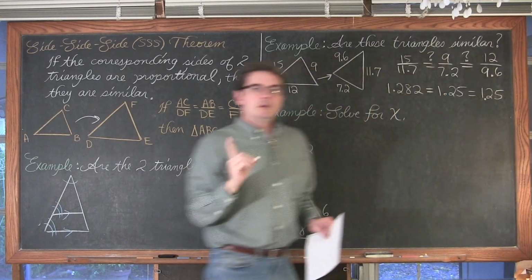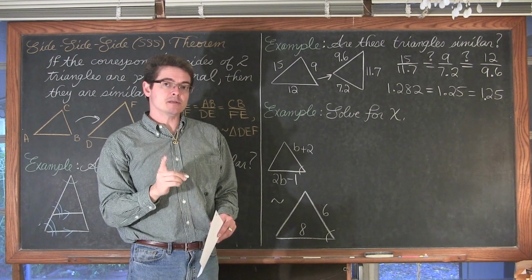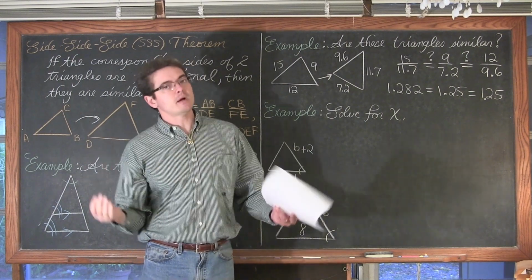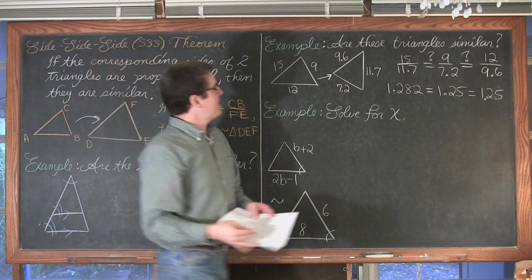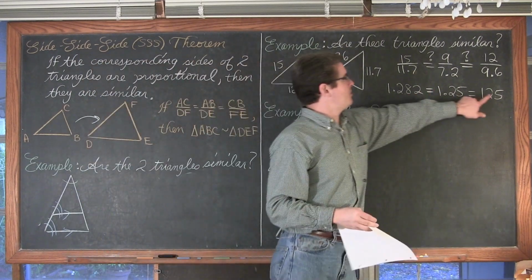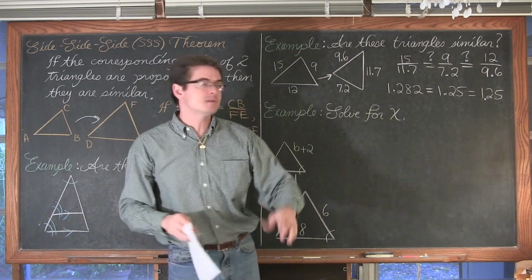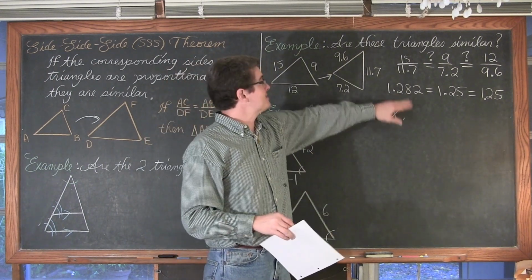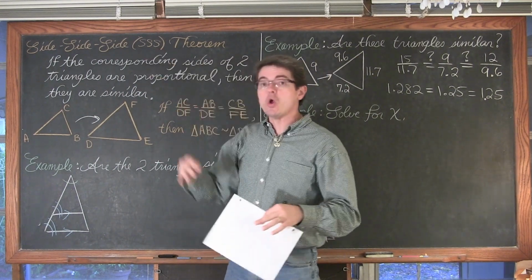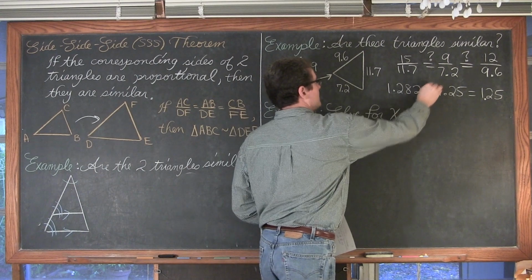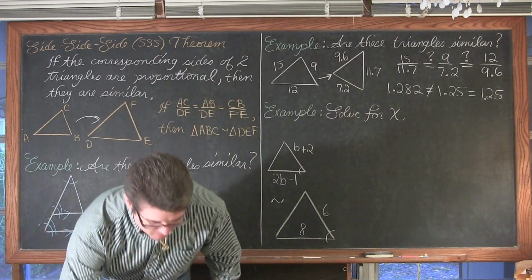Now, I made two of those ratios the same on purpose because, well, even myself and sometimes my students are a little bit lazy. So they might test a couple of the ratios and go, okay, I got the same answer, they must be similar. You need to make sure that it is called the side, side, side theorem. All three ratios have to be the same. That one is not. These two triangles are not similar.